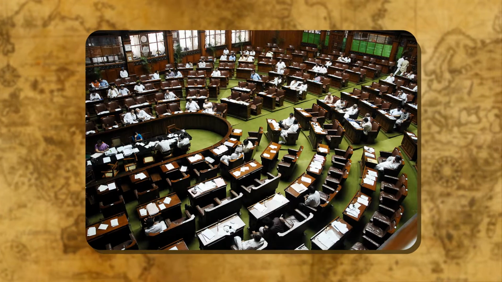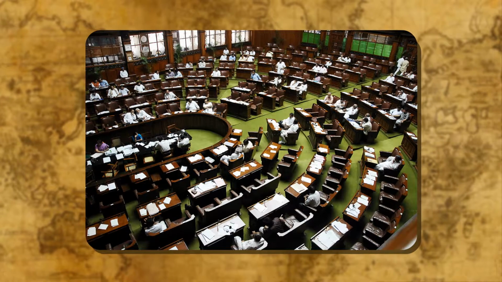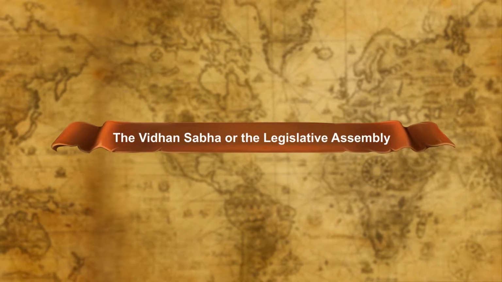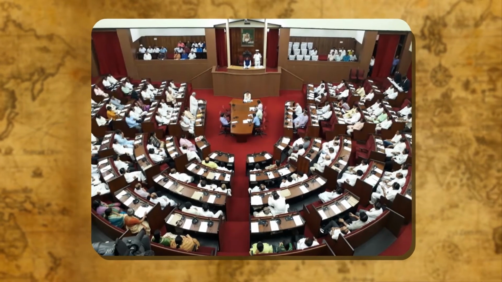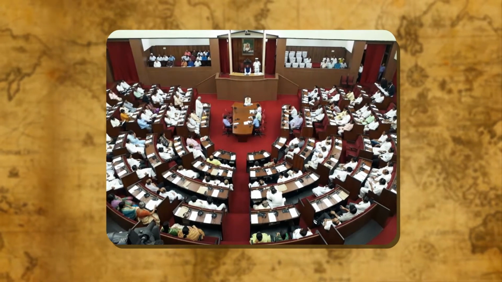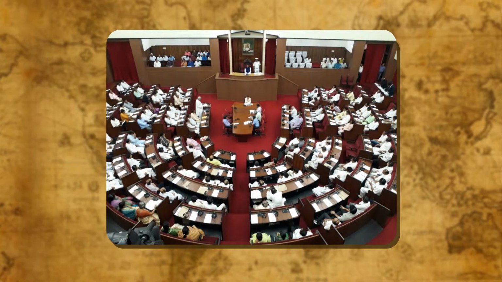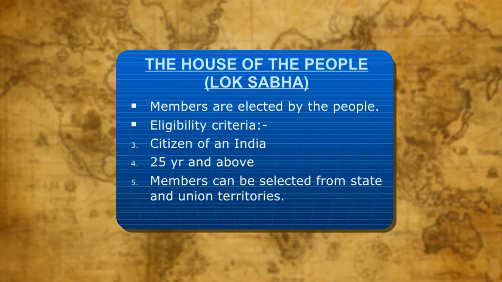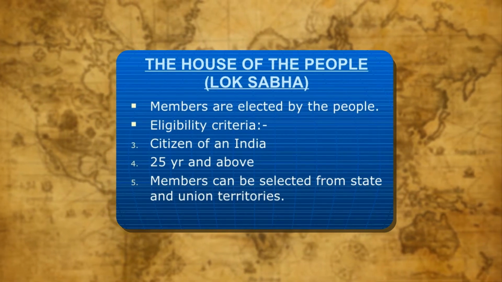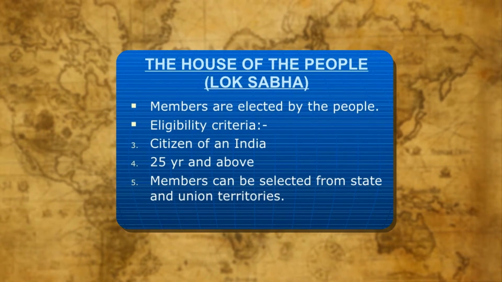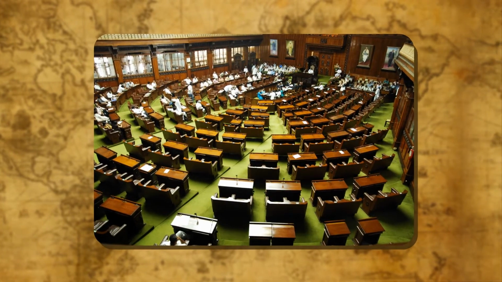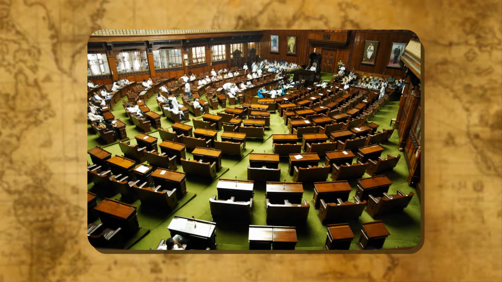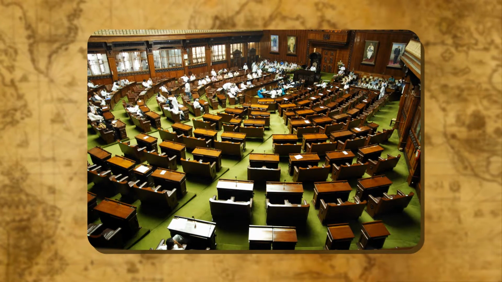The lower house is called the Vidhan Sabha or the Legislative Assembly. The number of members in Vidhan Sabha is fixed by the Parliament in proportion to the population of the state concerned. The qualifications of the members and their tenure are similar to those of the Lok Sabha. The maximum number of members of the Vidhan Sabha of the state can be 500 and minimum 60.